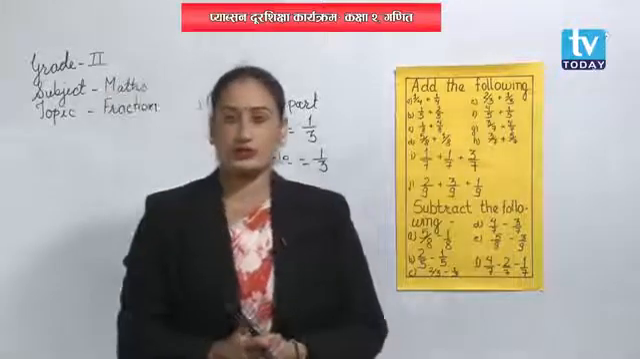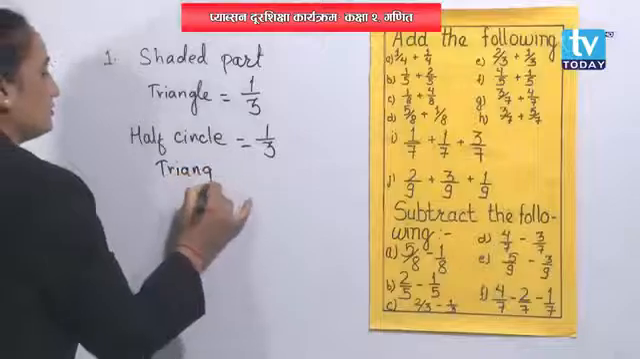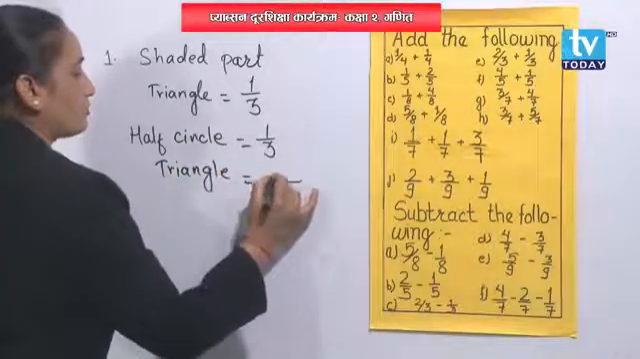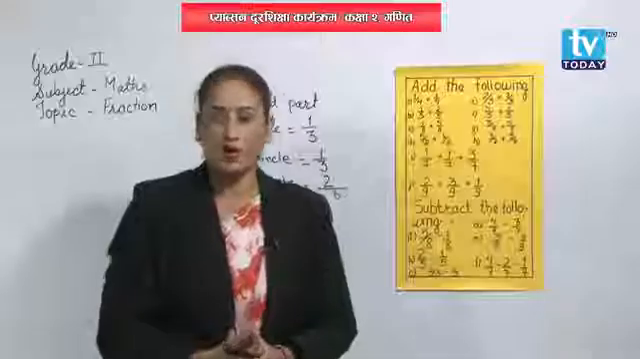Now in the next picture again a triangle is given, right? The whole triangle is divided into how many parts? Please count over here. 6 parts, right? So out of 6 parts, how many parts are shaded? 2 parts are shaded. So write down again in the triangle: out of 6 parts, 2 parts are shaded. Can you write it?